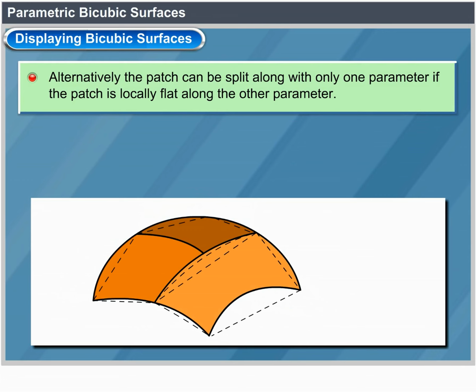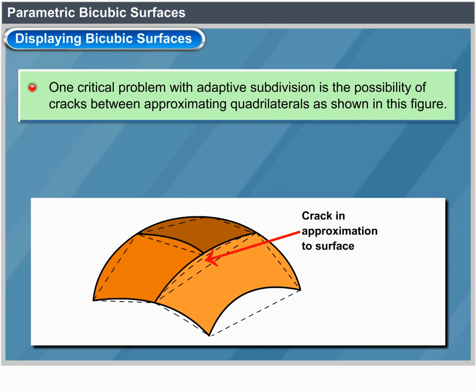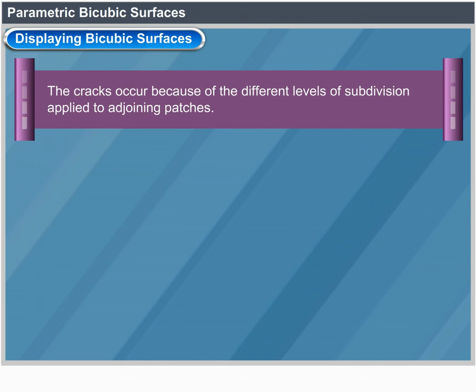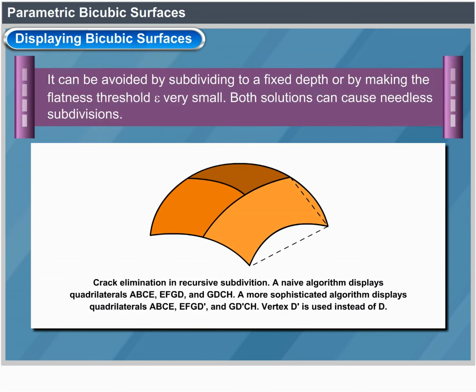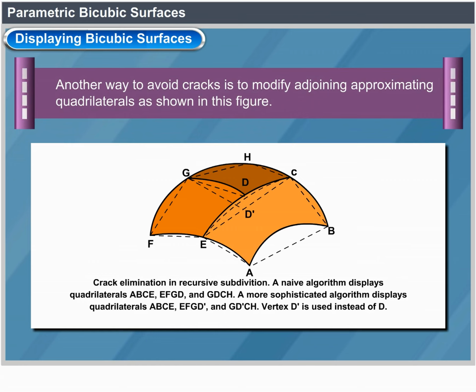One critical problem with adaptive subdivision is the possibility of cracks between approximating quadrilaterals as seen in this figure. The cracks occur because of the different levels of subdivision applied to adjoining patches. They can be avoided by subdividing to a fixed depth or by making the flatness threshold epsilon very small. Both solutions cause needless subdivisions. Another way to avoid cracks is to modify adjoining approximating quadrilaterals as suggested in this figure.